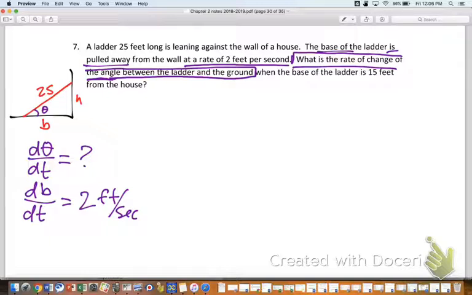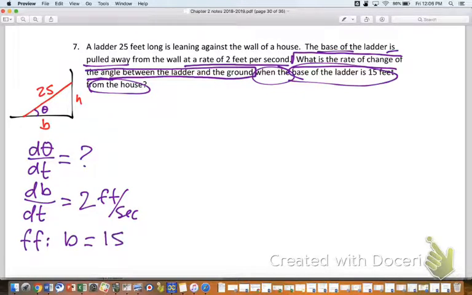The last thing I'm going to mark in my question is the freeze frame moment. What is often the key word that we use or we look for? When. Yeah, so when the base is 15 feet from the house, there's my freeze frame moment. So I'm going to write freeze frame is when B equals 15. So this is a really important milestone to get to. If you pick this question apart, you've done most of the reading that you need to do. The rest of this is going to be math-like stuff. Excuse me, instead of English-like stuff.